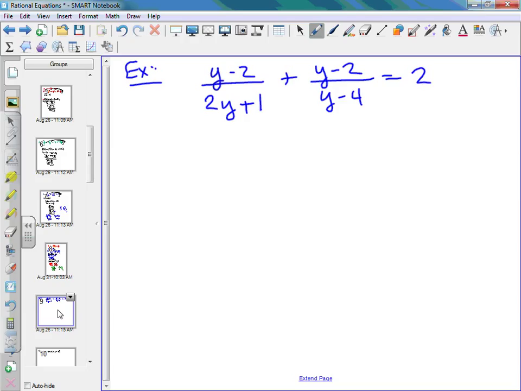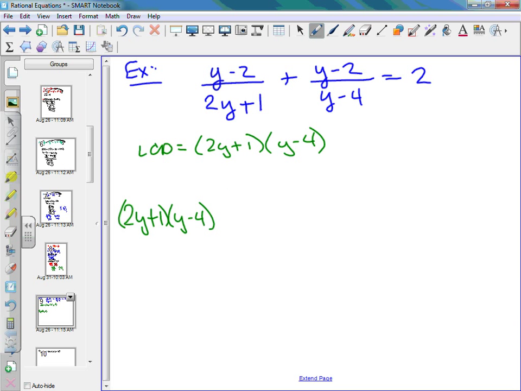Okay, what's my LCD? Sometime today, folks. 3y times 2y plus 1 times y minus 4. That is going to be your LCD. When in doubt, you take the junk that's in the denominator, and I say junk, and you just multiply the two junks together. So I'm going to take those two junks, and I'm going to multiply the entire equation by that.